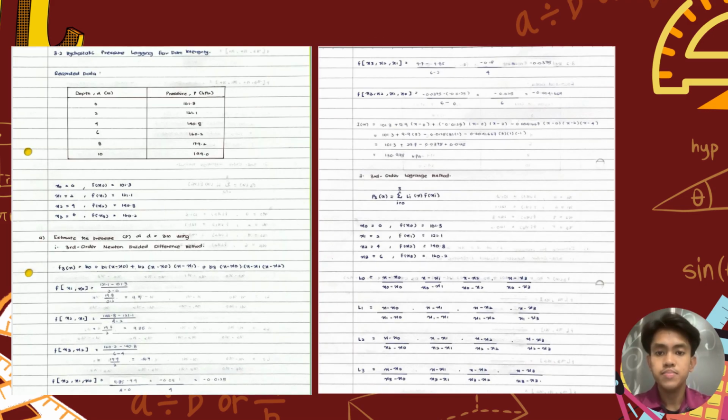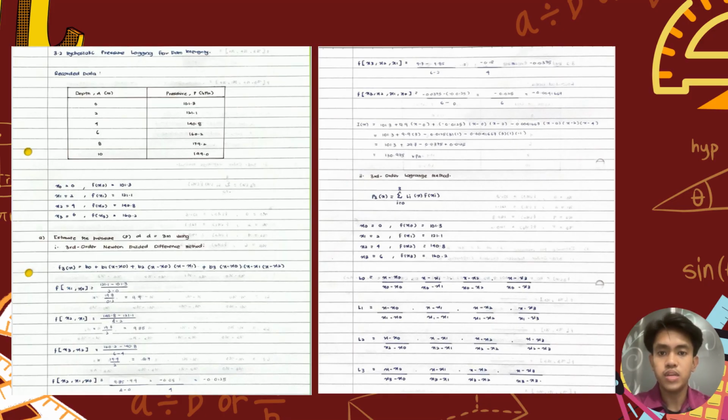Good day everyone. In this part, we will explain the manual solution for this question. The recorded data shows the relationship between depth and pressure. The depth values are 0, 2, 4, 6, 8 and 10, while the corresponding pressure readings are 101.3, 121.1, 140.8, and so on. The aim of this calculation is to estimate the pressure when the depth is equal to 3.